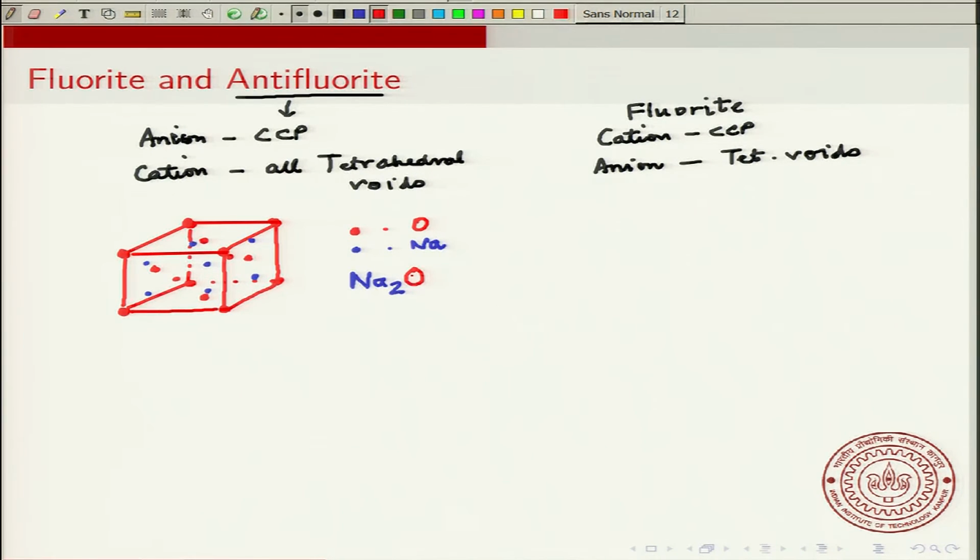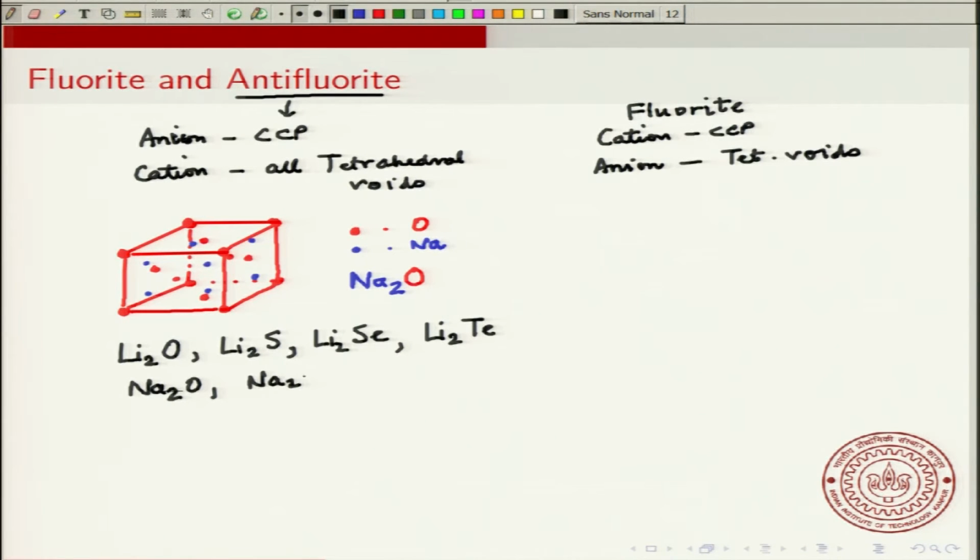Okay, so let me just give examples of these. Examples of antifluoride structure are lithium oxide, lithium sulfide, lithium selenide, lithium telluride, sodium oxide, which we have already seen, and sodium sulfide. Okay, so these are some of the examples. So you can see that the first group of the periodic table and oxides typically form these, because these will be the smaller cations. Okay, and so these form the anti-fluoride structure.